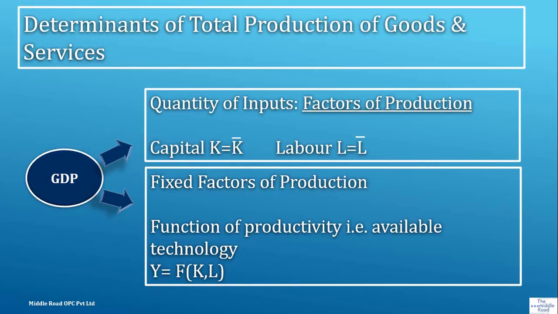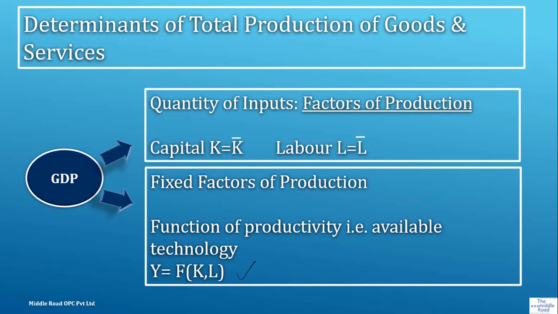Let's talk about what the factors of production are. Both capital and labor are what a firm would employ, and the output is given through a technology. So you have productivity, and productivity depends on the available technology. So the production function is Y equals a function of capital and labor. Now this is very important at this point of time.